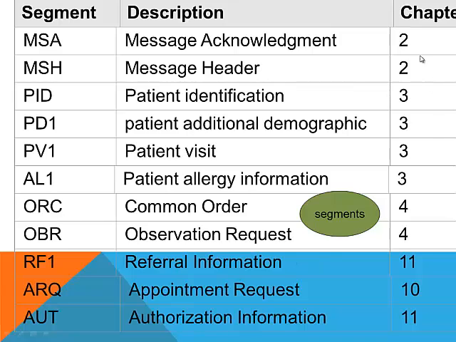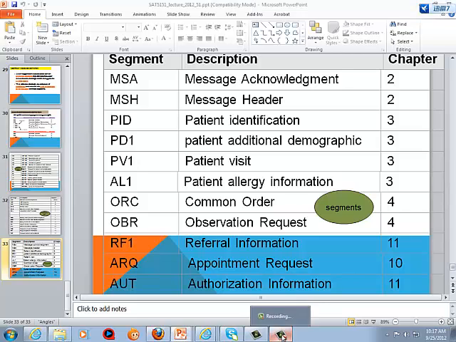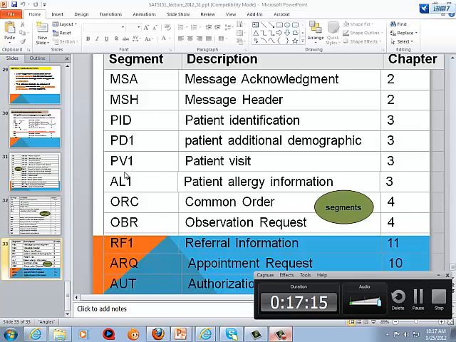They are also described in different chapters in HL7. In fact, for each segment, we will find they are composed of different fields. That's what we will talk about in the next slides.